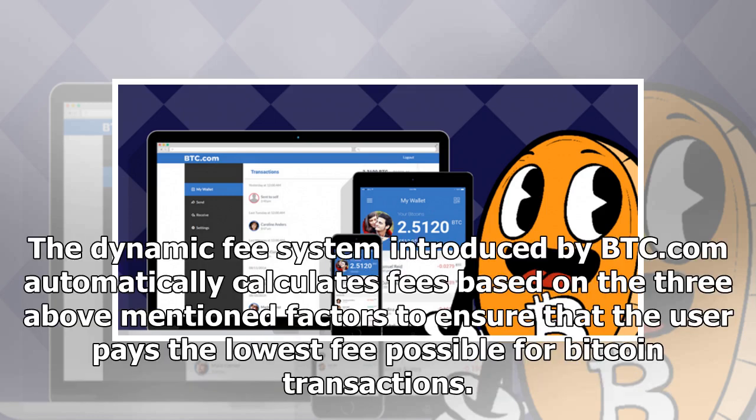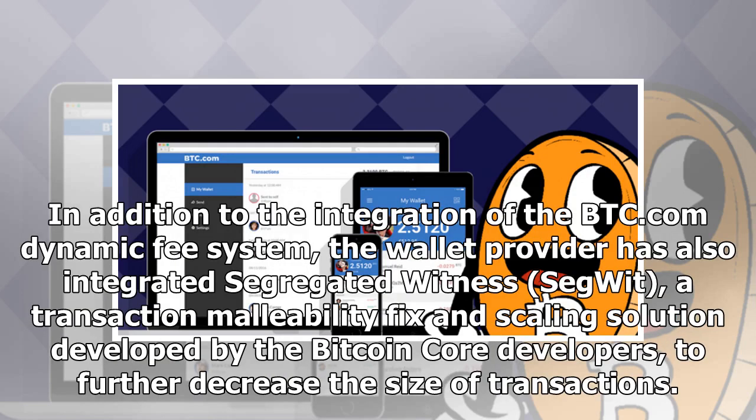The dynamic fee system introduced by BTC.com automatically calculates fees based on the three above-mentioned factors to ensure that the user pays the lowest fee possible for Bitcoin transactions. In addition to the integration of the BTC.com dynamic fee system, the wallet provider has also integrated segregated witness, SegWit, a transaction malleability fix and scaling solution developed by the Bitcoin Core developers, to further decrease the size of transactions.